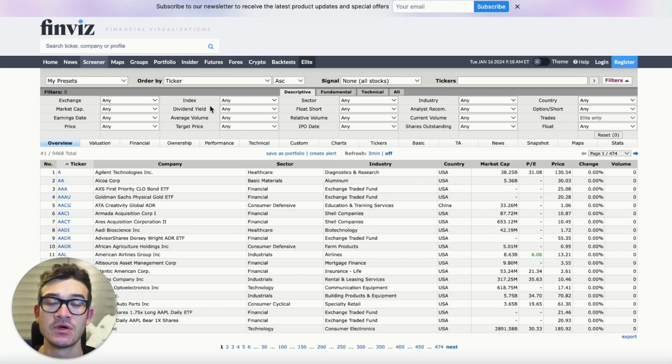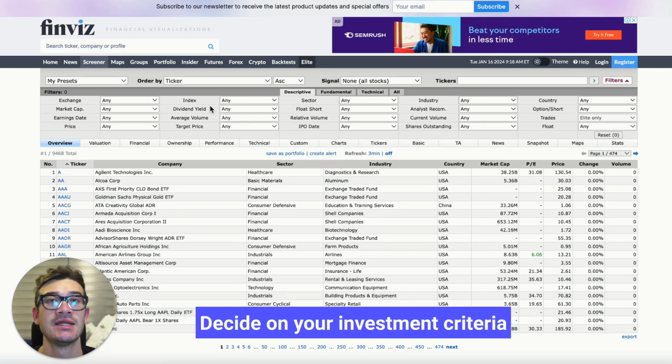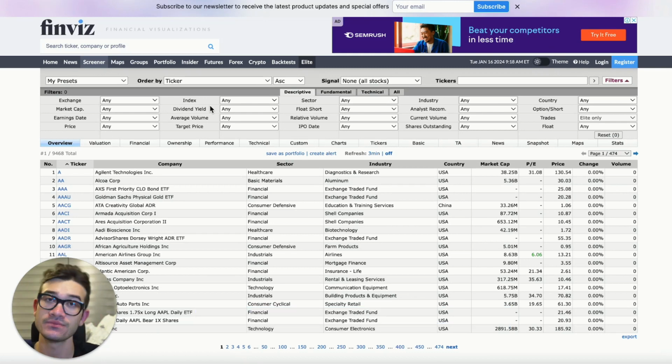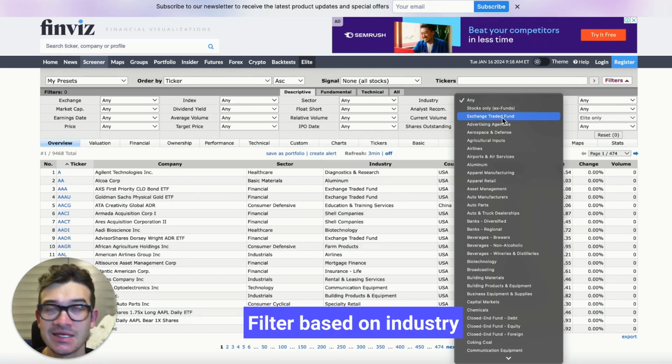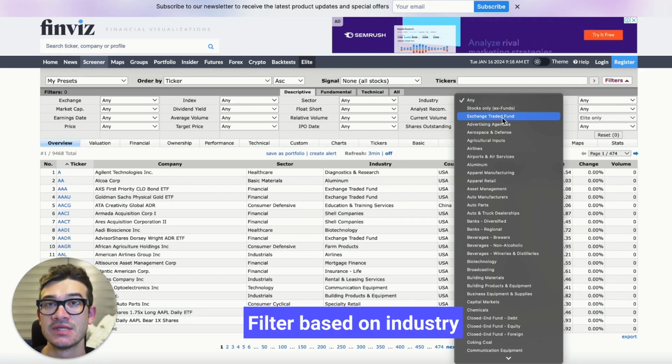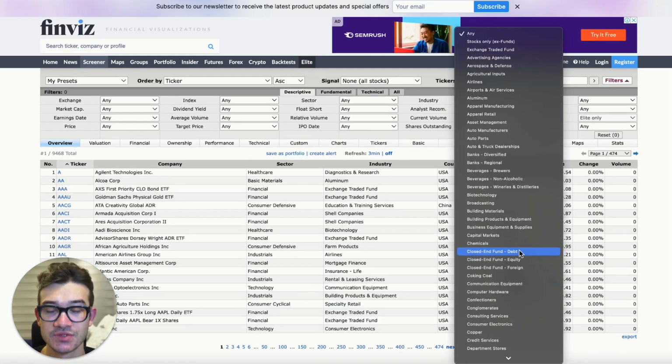Now, it really depends on what type of funds or equities you want to invest in. Let's say you're purely a fund investor and you want to invest in equity funds, exchange traded funds, or debt funds, or a combination of both. Then you can go to industry here and select exchange traded fund, which are funds that are passively managed by a fund management company. Or you can go into more mutual funds or more actively managed funds, which are usually known as closed-end funds. And you can look at closed-end funds of equity, closed-end funds of debt, or foreign closed-end funds also. But let's say you want to just look at individual company names.